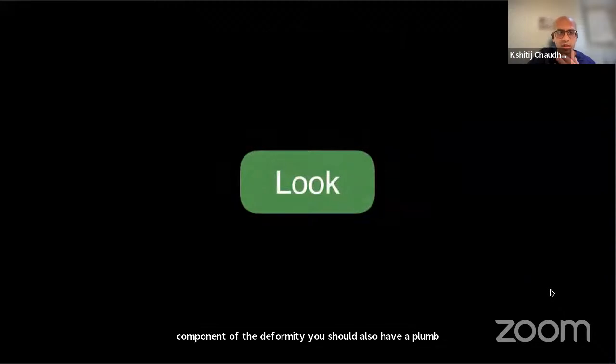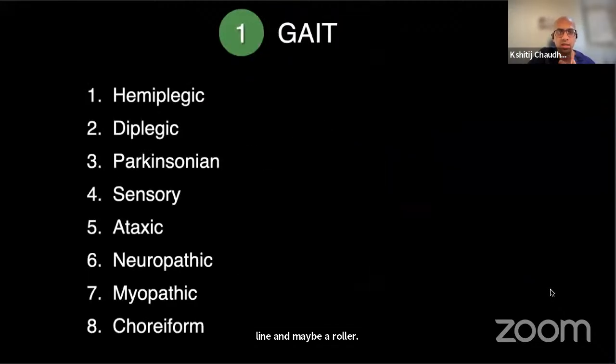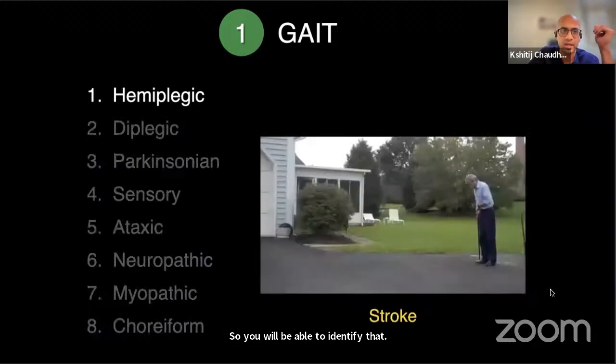So the first part is look. You have 5 sections, and the initial is gait. You are most likely to learn about the diagnosis by just watching a patient walk than any other single test in spine examination. It is almost like Sherlock Holmes, who's watching somebody and then finding out who is the criminal. So you will be able to identify the diagnosis many times if you examine the gait carefully.